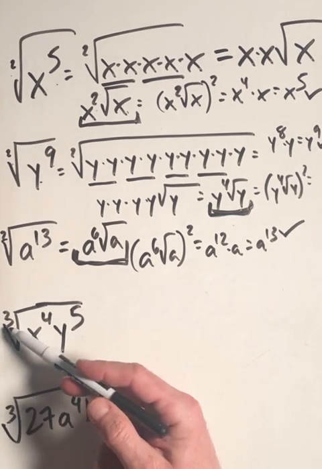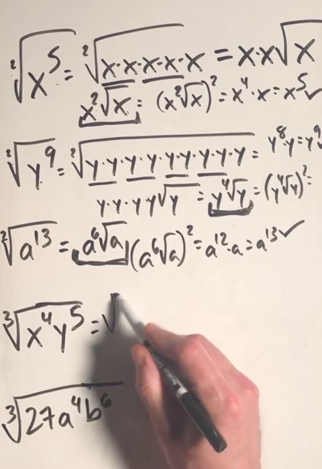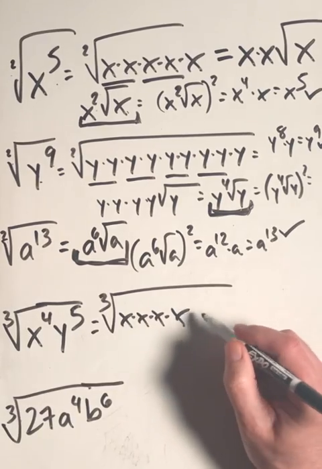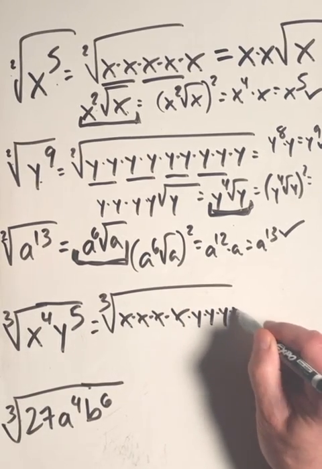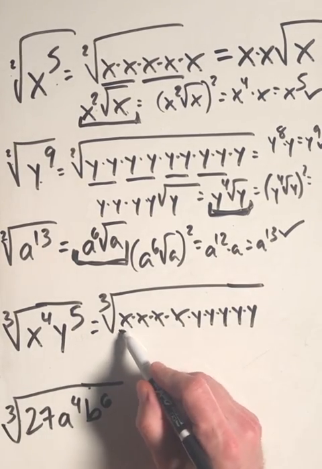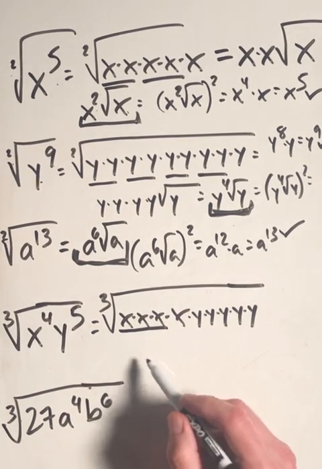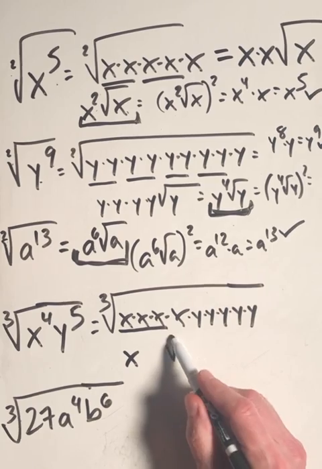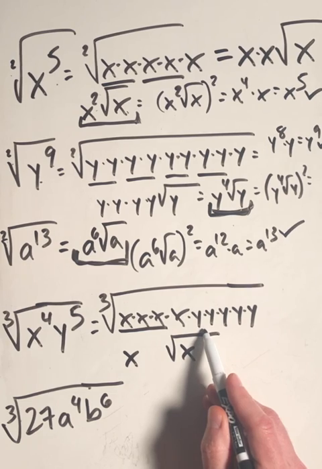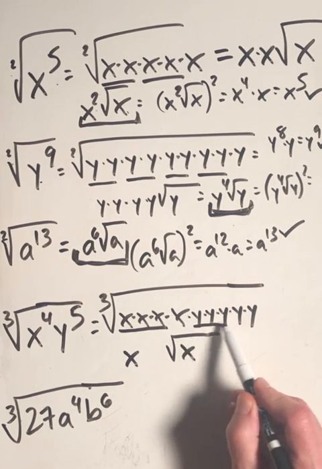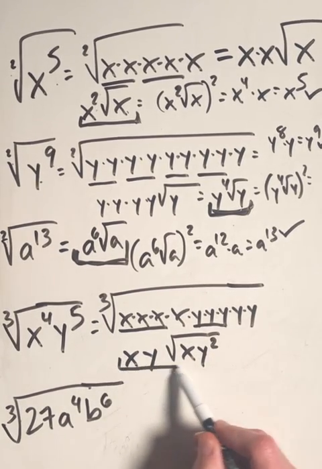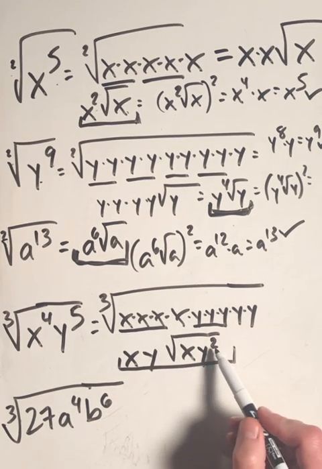Same thing here, but now my index is 3. So if I were to simplify this, I'm looking for the cube root, and I have 1, 2, 3, 4 factors of x, and 1, 2, 3, 4, 5 factors of y. And I'm looking for groups of 3. So if I take groups of 3, I can only take one x outside, and I'm going to have an x left over underneath. I'm leaving room here because now I'm going to look at the y's. I'm looking for groups of 3 y's. I have one group of 3 y's, and I have 2 y's underneath. So this whole thing now simplifies to xy radical xy squared.